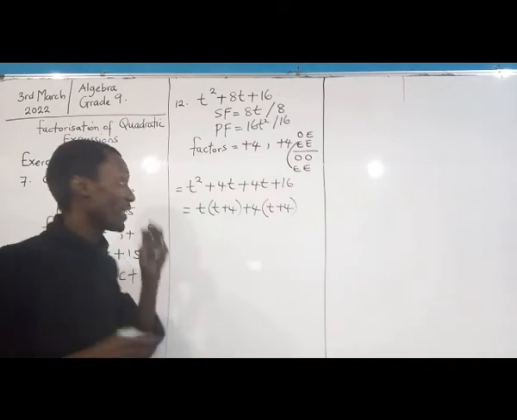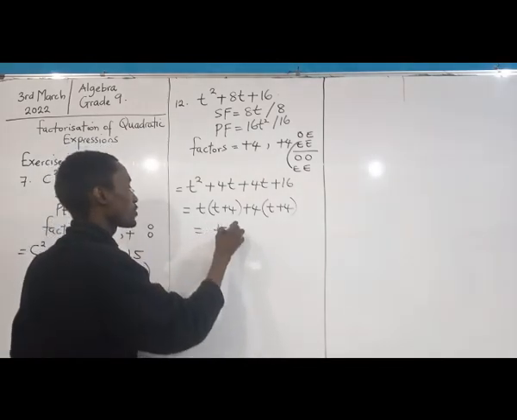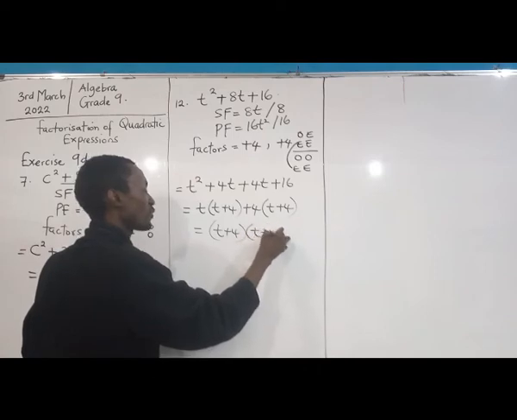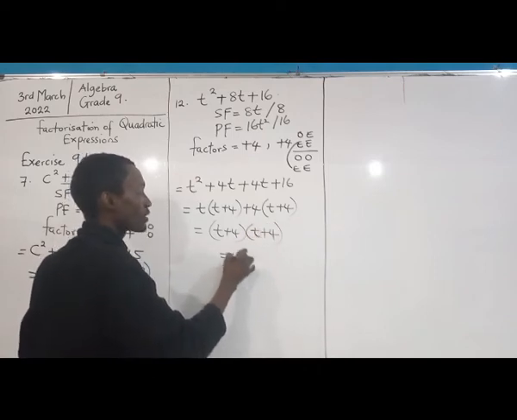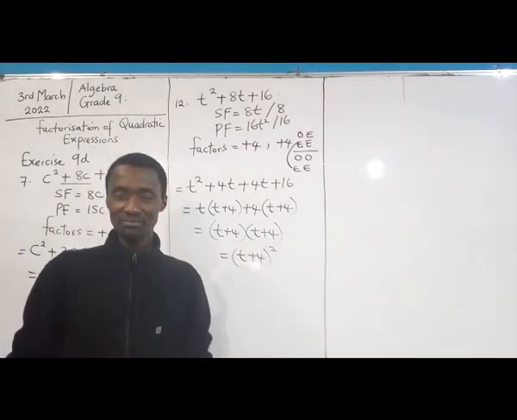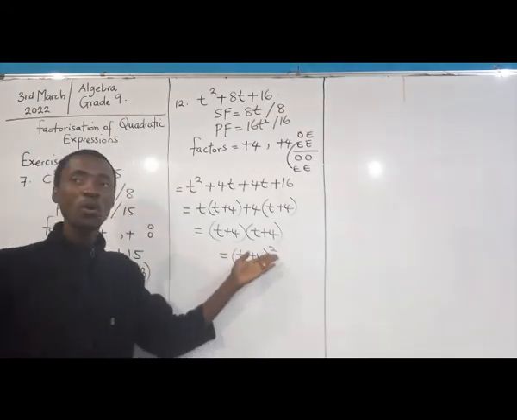So what do we have at the end of the day? We're going to have t plus 4 into t plus 4. And this will be t plus 4 all squared. This will now be t plus 4 all squared.